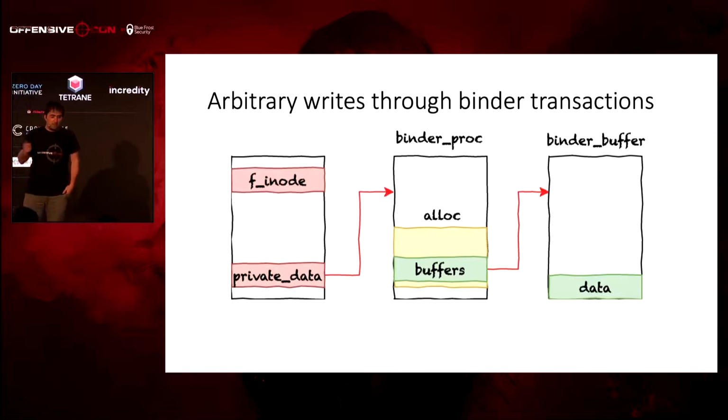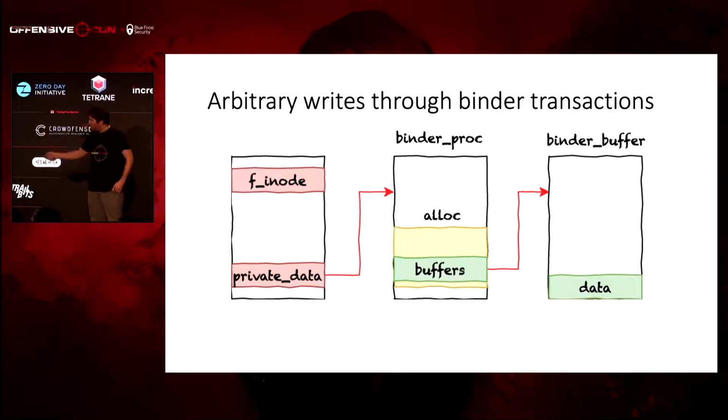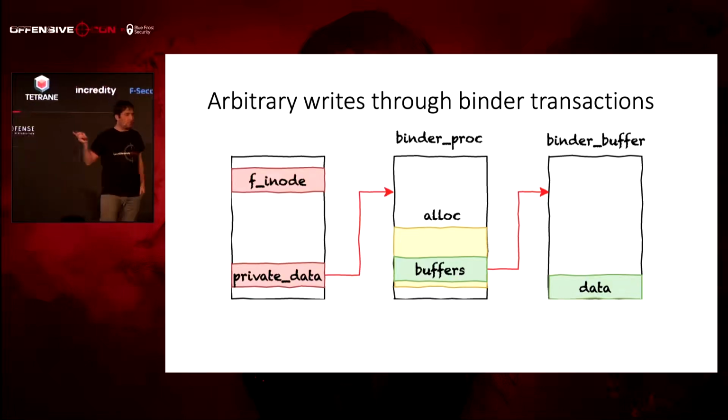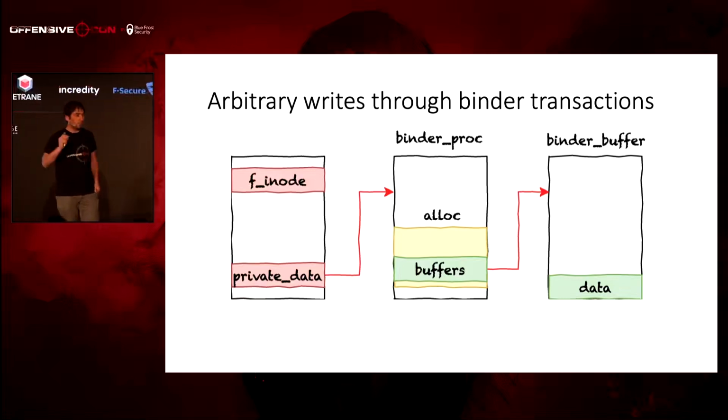So for binder, there is this binder proc, which contains an allocator inside, which contains the buffers that binder sends transactions to. And those buffers contain this data pointer that is exactly the address where the copy from user will be performed on sending a transaction. So all we need to do is fake these few links in the binder mapping and then send a transaction. And then the data we send in the transaction will be written at the address that we control. And we have an arbitrary write.